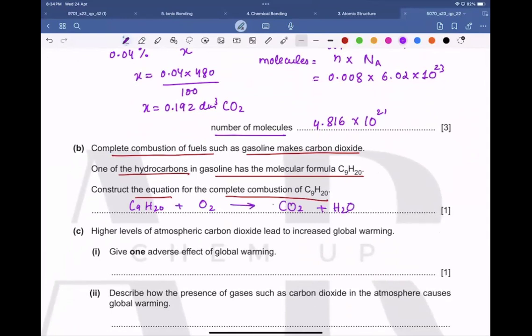Now there are 9 carbons, so I'm going to put 9 as the coefficient of carbon dioxide. There are 20 hydrogens, so I'm going to put 10 as the coefficient of water to make the hydrogens equal. Is this clear? Now, if you see, there are 18 oxygens and 10 oxygens, so in total we get 28 oxygens, and there are 2 already. So I'm going to put a 14 over here. 14 times 2 makes 28, so the oxygens are also balanced. Is this clear to all of you?